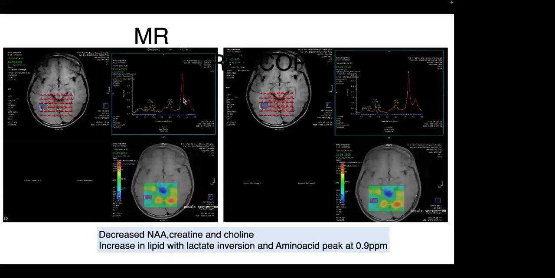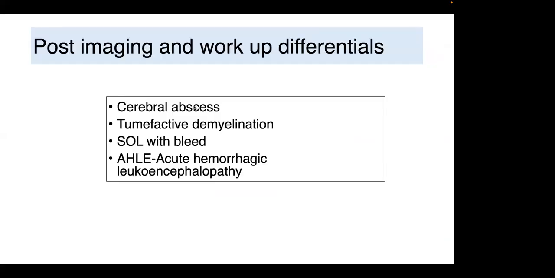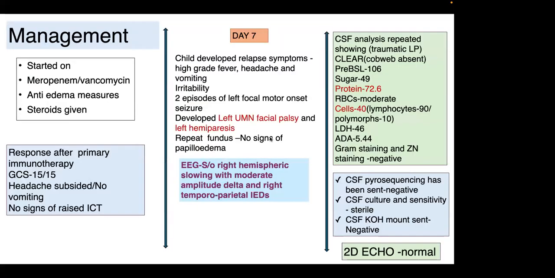Spectroscopy demonstrated an elevated lipid peak. Yes, sir, this was discussed previously. This child developed left facial palsy along with left hemiparesis with 2 episodes of seizures on day 7. Till then, with the antibiotics, he had a partial response. He improved and we had shifted him to the ward. After that, he had left hemiparesis and seizures.